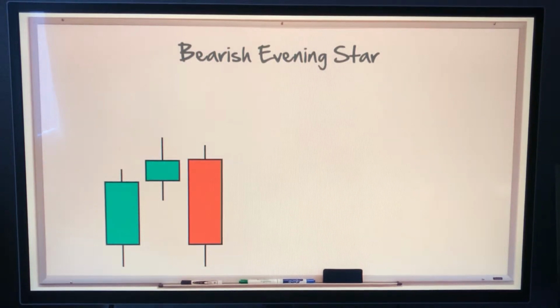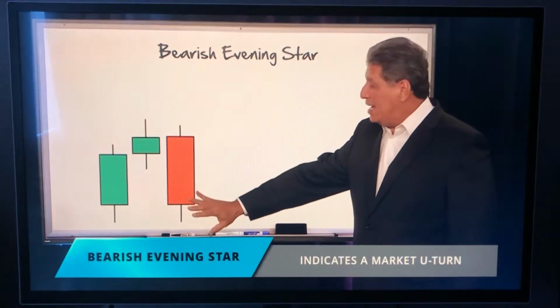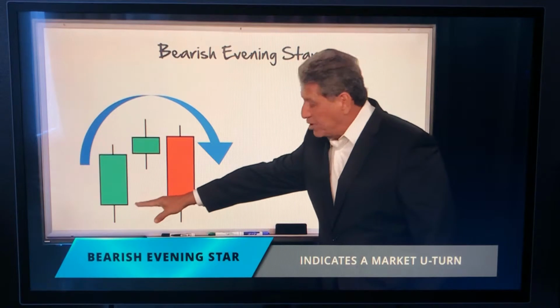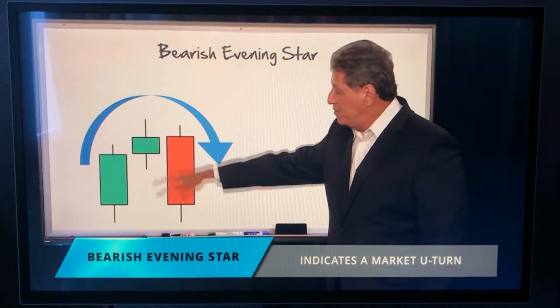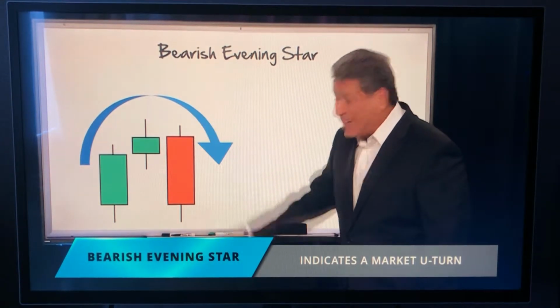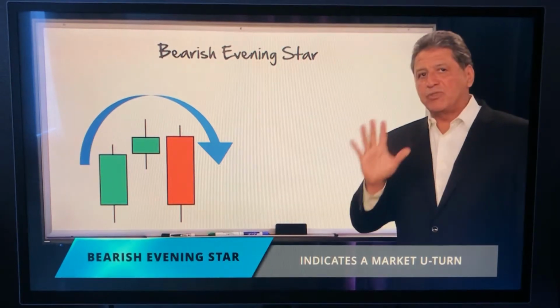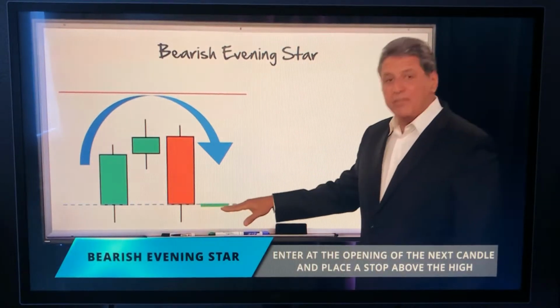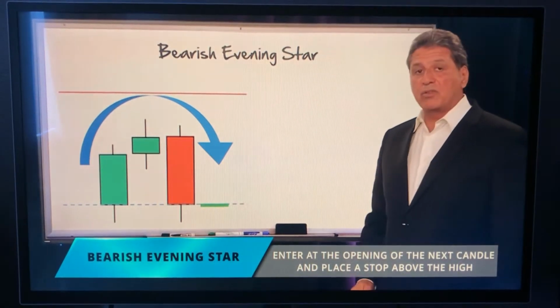Here we have what's called the bearish evening star. Now remember we had the bullish morning star. This is a bearish evening star. This is once again a U-turn that is communicated to the trader. What you have is that bullish candlestick formation followed by indecision, followed by decision, complete U-turn. It's telling the trader the market's getting ready to blow south. And how do you trade it? You enter at the opening of the next candle, placing a protective stop loss order at the top.